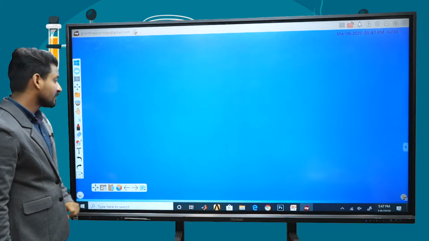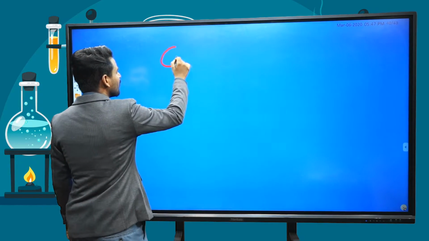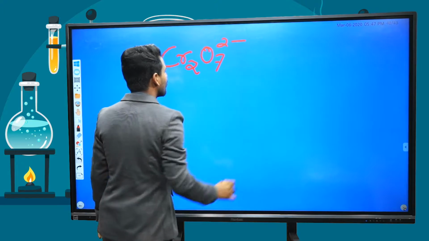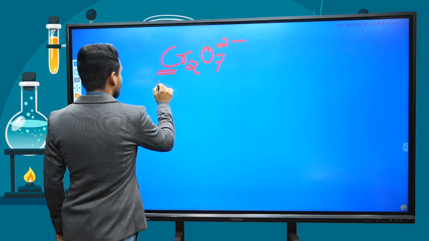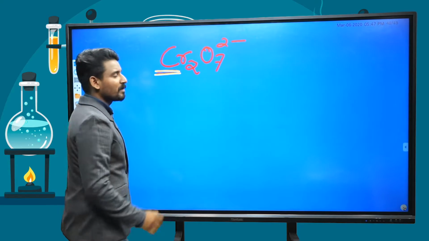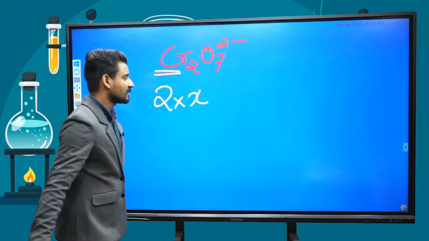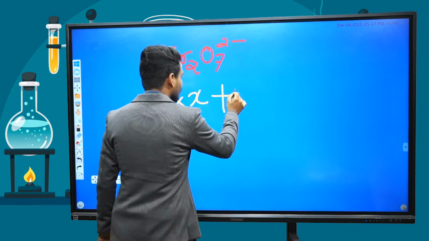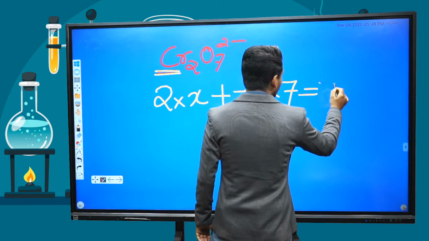Let us consider another example. Can you calculate the oxidation state of chromium in Cr2O7 2-? Let us calculate the oxidation state of chromium like this. 2 into X, where X is the oxidation state of chromium, that should be calculated here. Minus 2 for oxygen. How many oxygen atoms are there? 7. That is equal to minus 2.